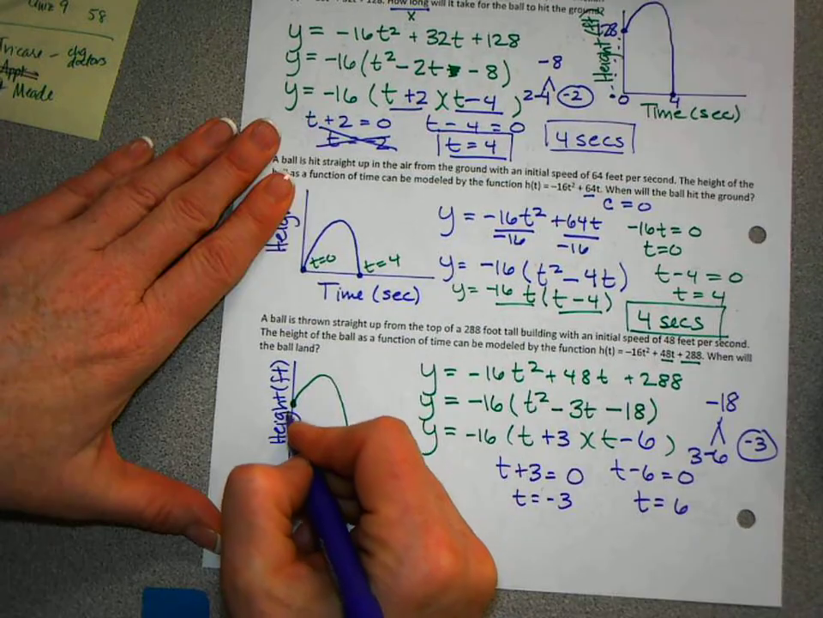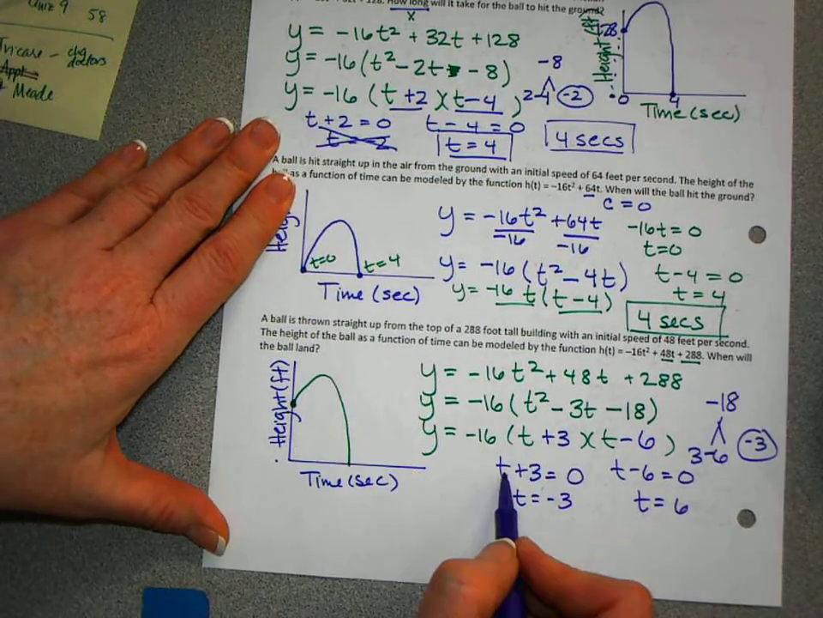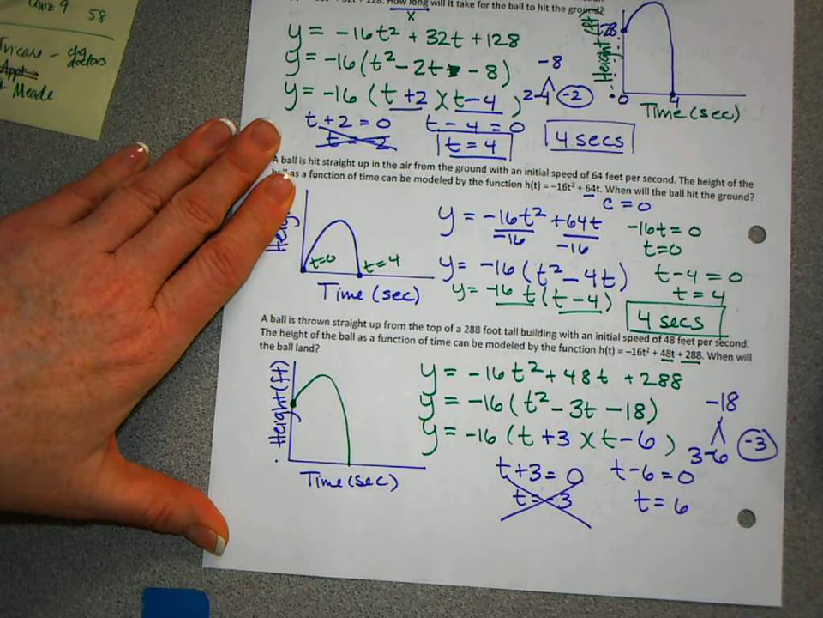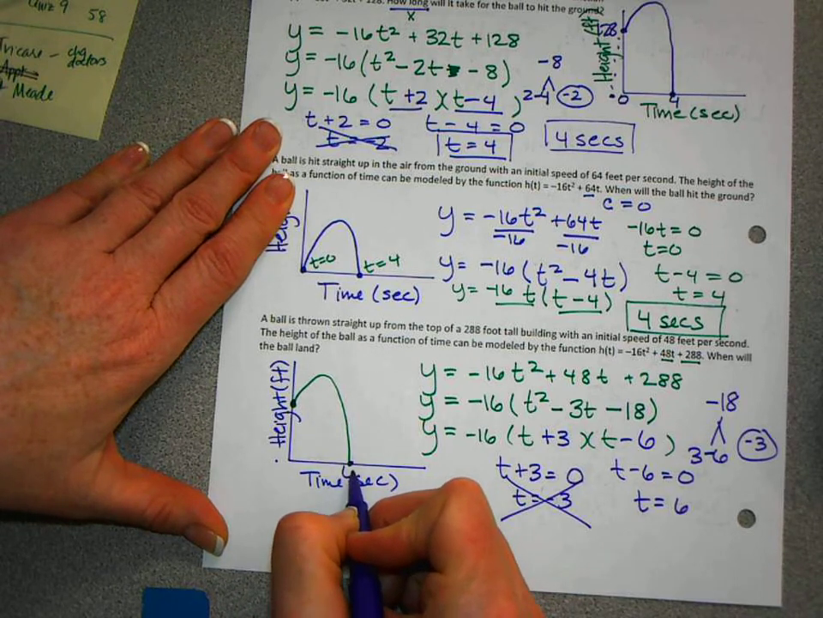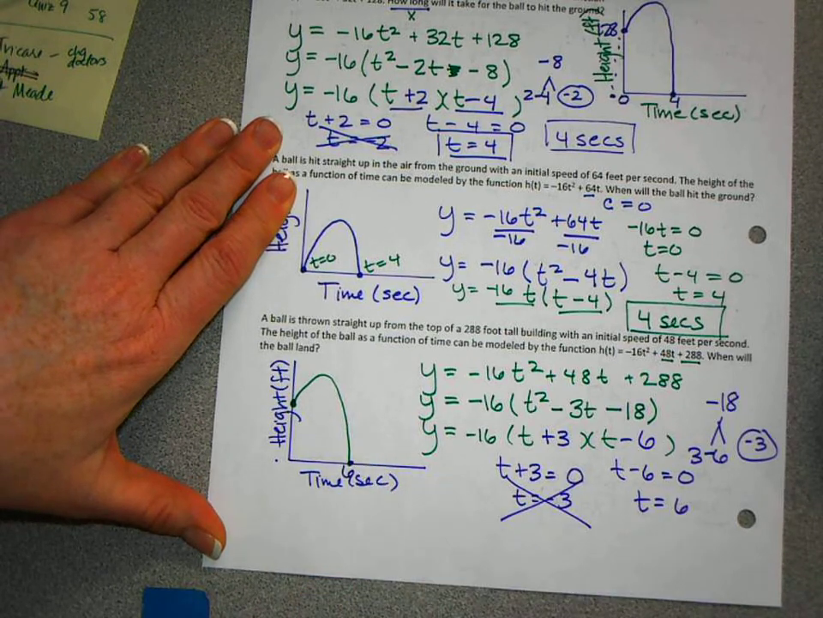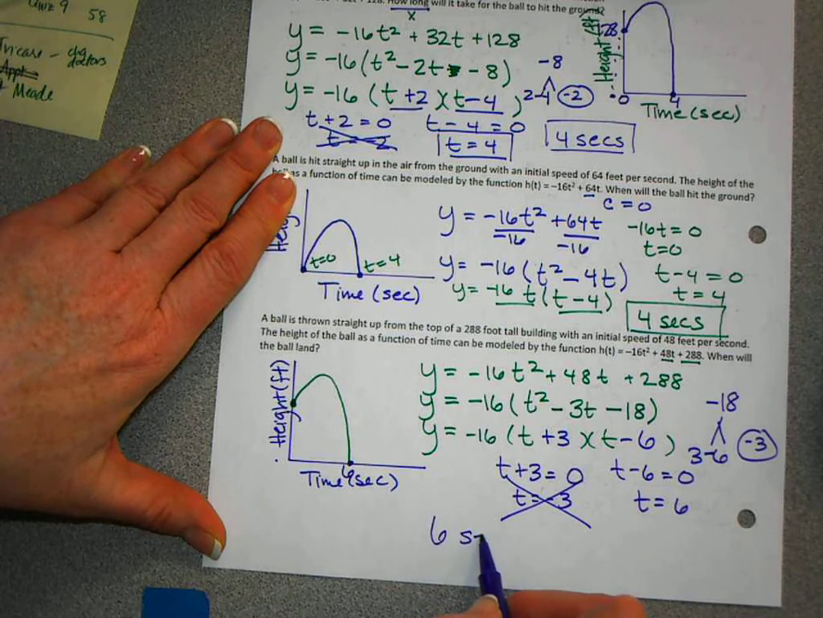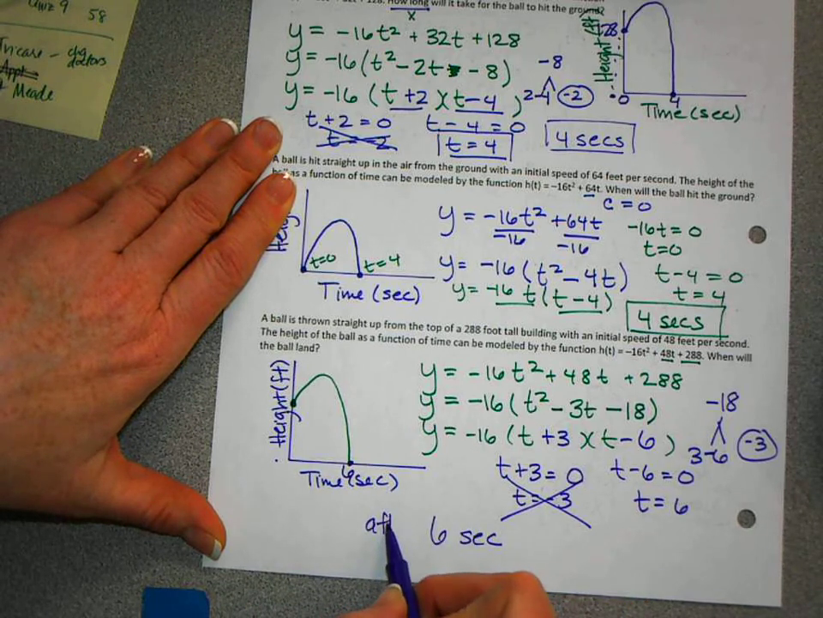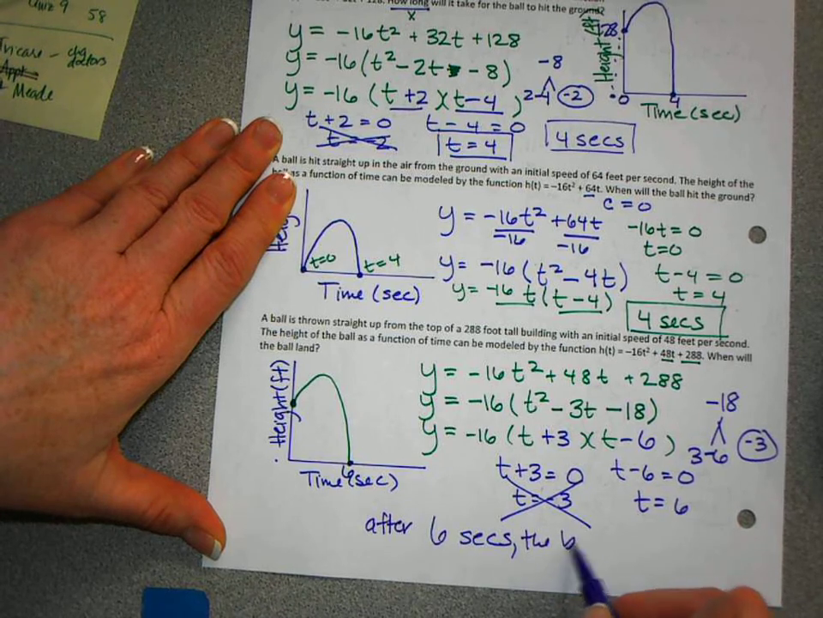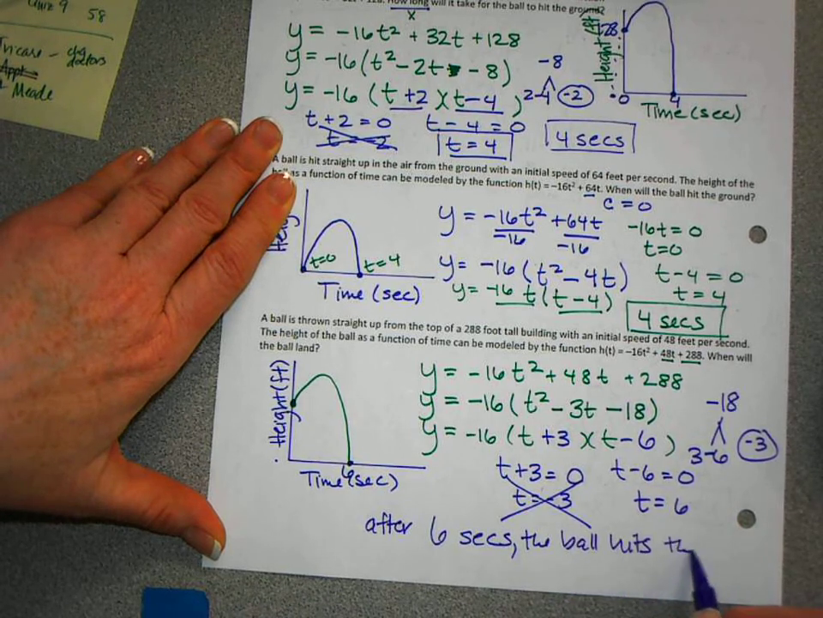So what that means is this one is irrelevant. Back in time, can't do it. This is what's relevant: 6 seconds. The answer is 6 seconds. After 6 seconds, the ball hits the ground.